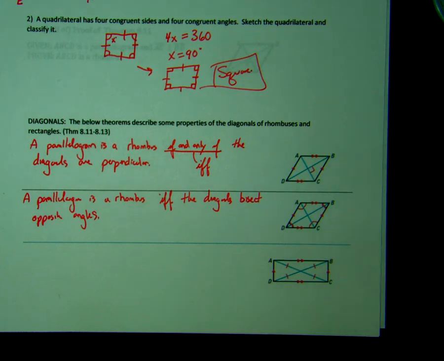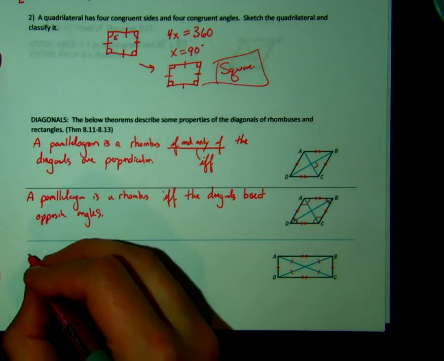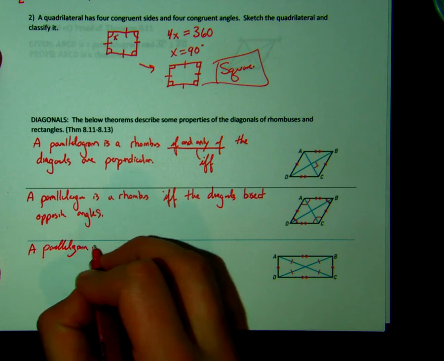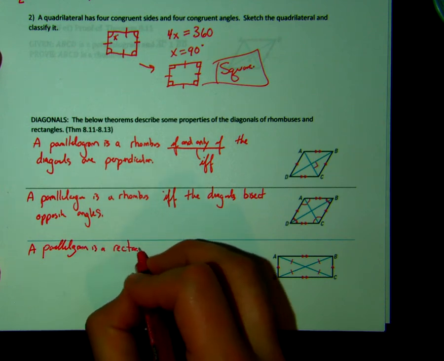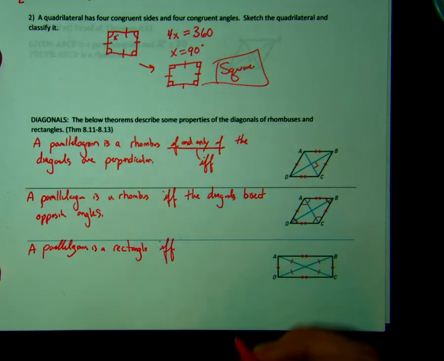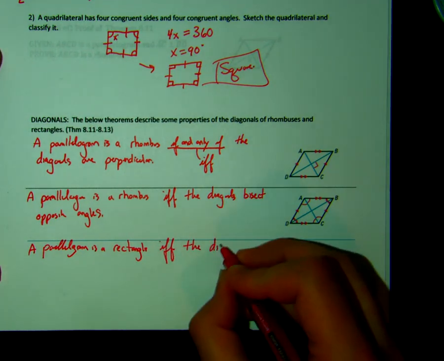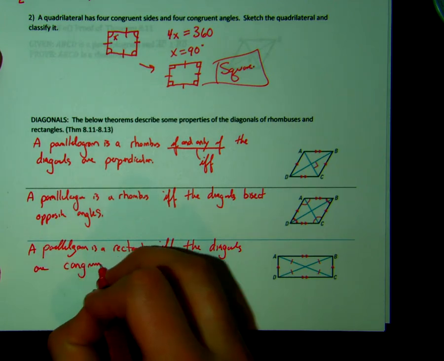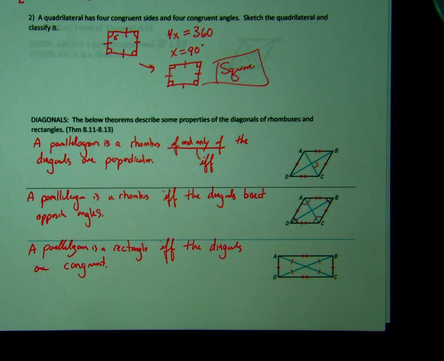Okay, and now our last property here is for a rectangle. So a parallelogram is a rectangle, again, if and only if the diagonals are congruent. Okay, so because it's a parallelogram, we already know that the diagonals bisect each other. Now, if in addition to them bisecting each other, they are actually congruent, that would mean that you have 4 congruent halves. That will make this a rectangle.